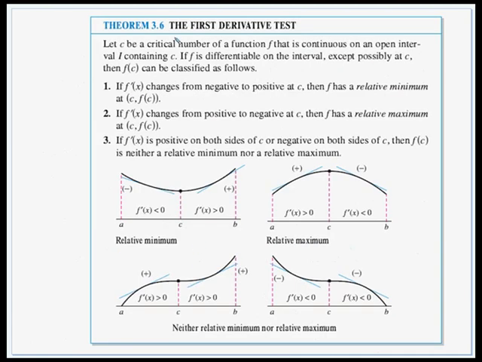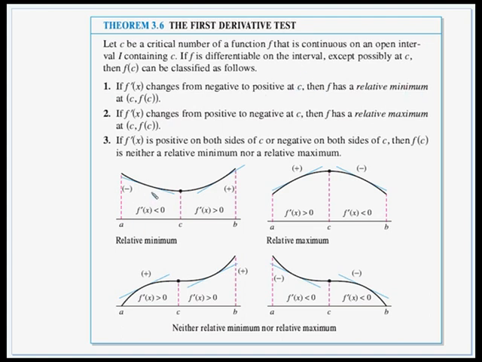Now this leads into Theorem 3.6, the first derivative test. Let C be some critical number of a function f that is continuous on an open interval I containing that point C. If f is differentiable on the interval, except possibly at that point C, then f of C, its output, can be classified as follows. If our derivative, if f prime, changes from negative to positive at this number, then we have a minimum value.